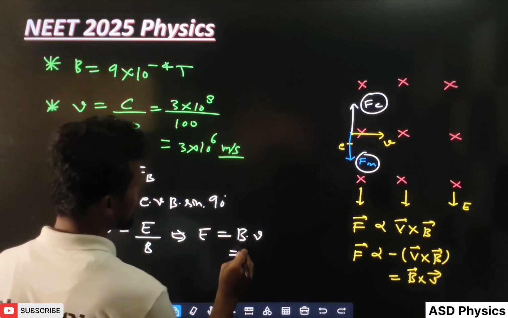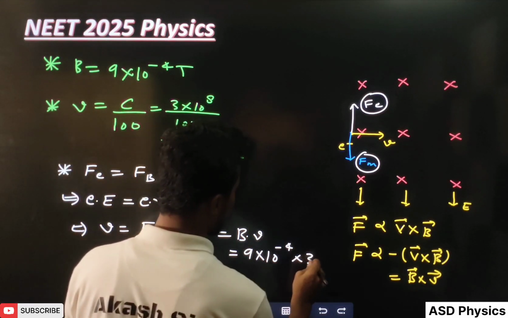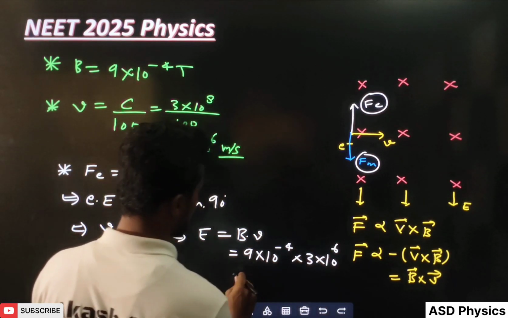So how much is B given here? Kindly see, 9 into 10 power minus 4 into v, how much here? 3 into 10 to the power 6.